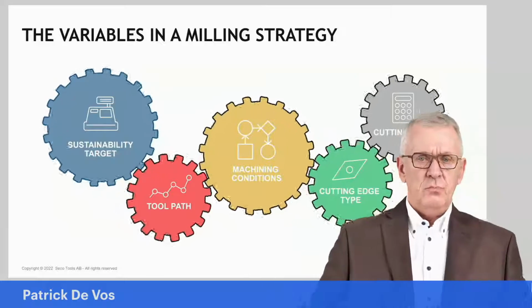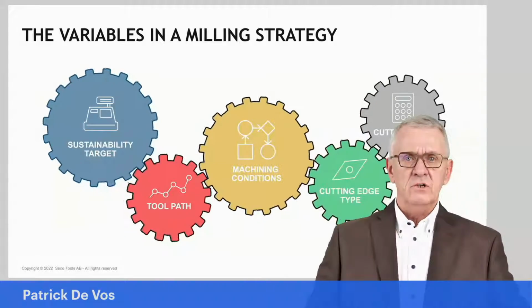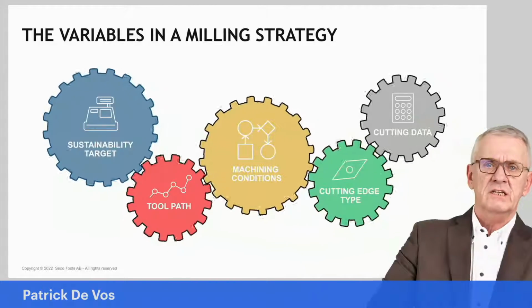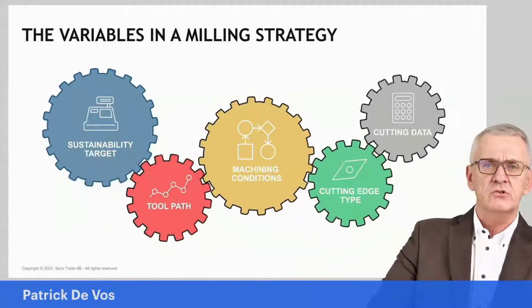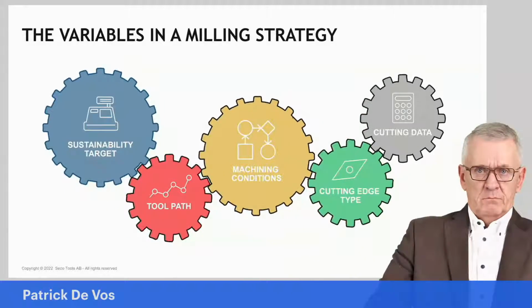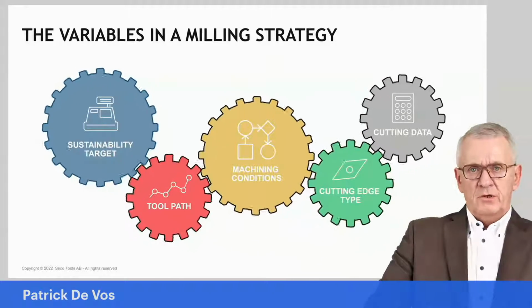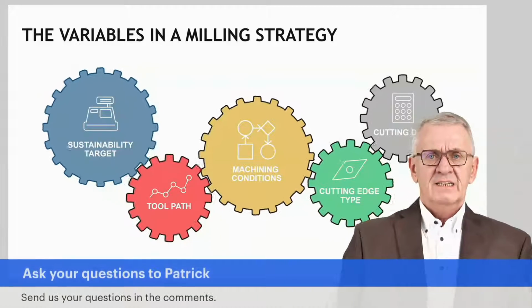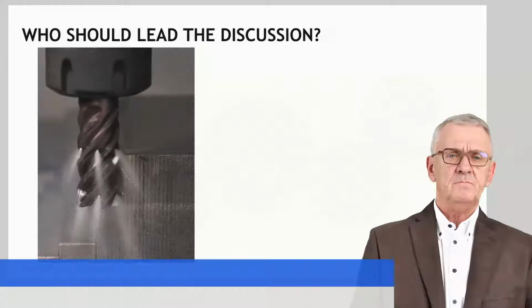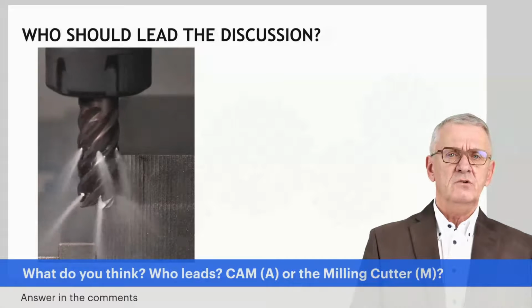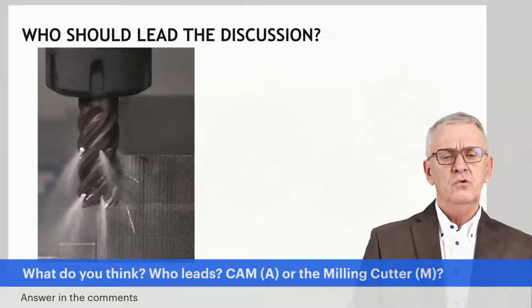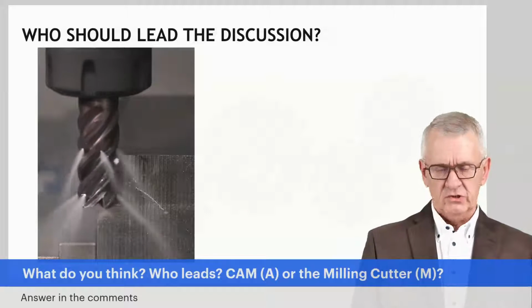You can start with the toolpad, as you see on the picture right now. You can start with the toolpad, and that leads to machining conditions, that lead to the cutting edge type, and that leads to the cutting data. Could be one approach, but there are much more typical approaches. And to keep it simple, if I look to a milling strategy, who leads the discussion? Who drives the discussion?